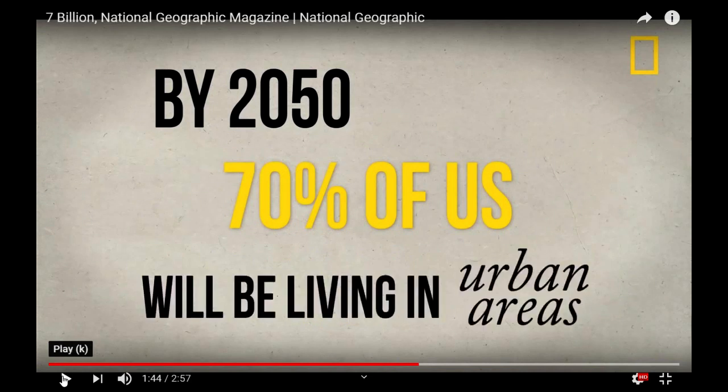They predict that by 2050, 70% of us are going to be living in urban areas. So urban migration, you've studied that in some of your other classes, right? It's real. It's continuing.